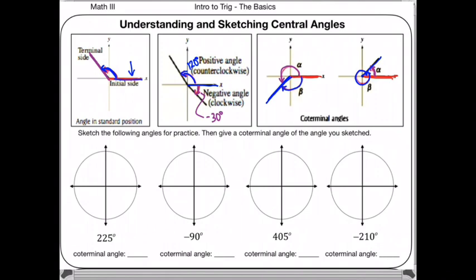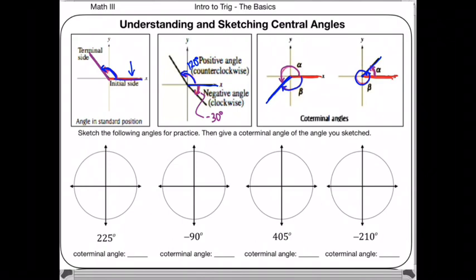They would be coterminal angles. Okay? So let's take a look at sketching these and visualizing angles down below, and then we're also going to try an exercise that's going to help us visualize this stuff. So let's take a look.